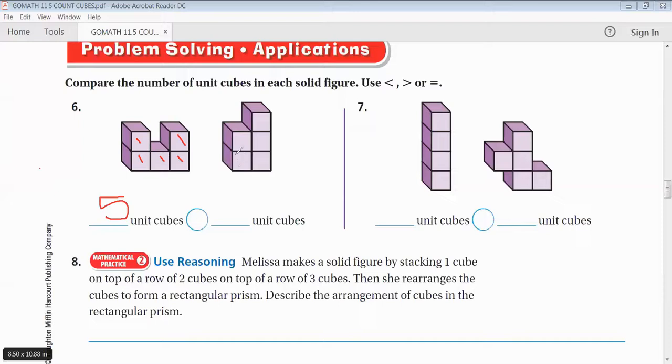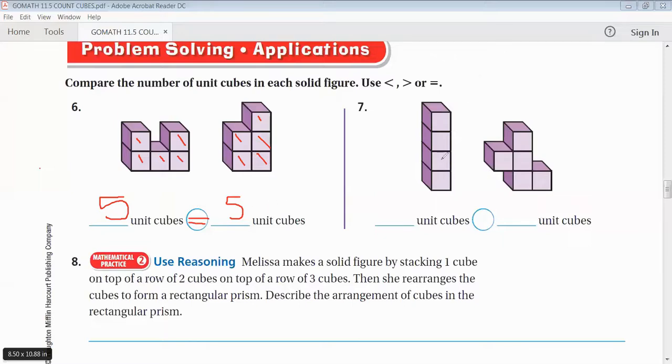Now let's look at the next solid figure. We see we have 2 on the bottom, 2 in the middle, and 1 on top. So this would be 1, 2, 3, 4, and 5 unit cubes. And we need to use a compare symbol in between. And we know the whole number 5 would be equal to the whole number 5. So we're going to put an equal symbol inside of our compare bubble. Let's look at number 7.